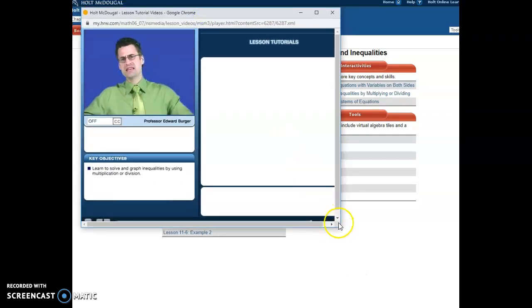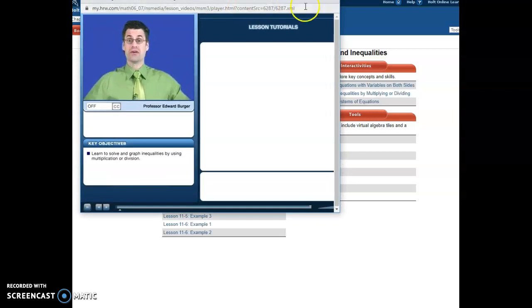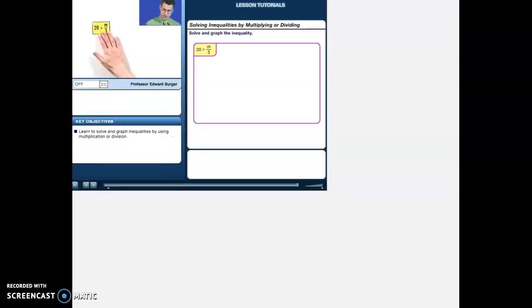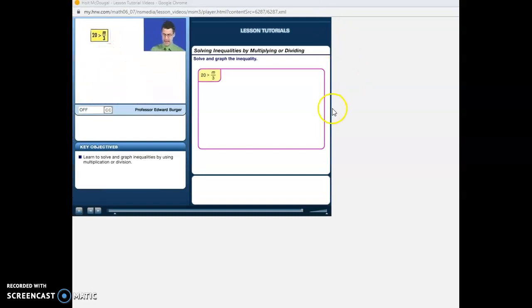Let's take a look at how we could solve certain types of inequalities that involve us either multiplying or dividing. Here's a sort of straightforward example. 20 is greater than m divided by 3. Well, what I really want to do here is undo the division by 3. And the way I can do this is to multiply by 3, but if I do that on this side, I have to do it on the other side.